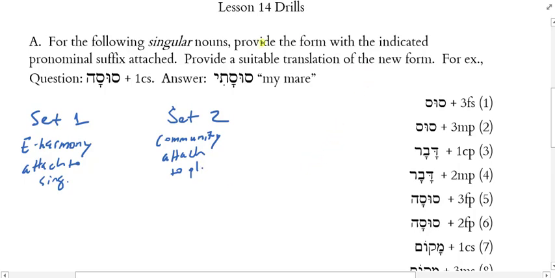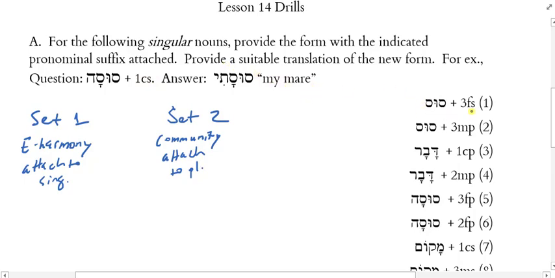Okay, so what you're asked to do for the following singular nouns, provide the form with the indicated pronominal suffix attached. Provide a suitable translation for the new form. All right, so in our example, we're taking susa, adding a first common singular pronoun. The answer is susati, and it's my mare, because this is a feminine form of sus. That's a mare. Whose mare? One CS is the mare of me. That is to say my mare.